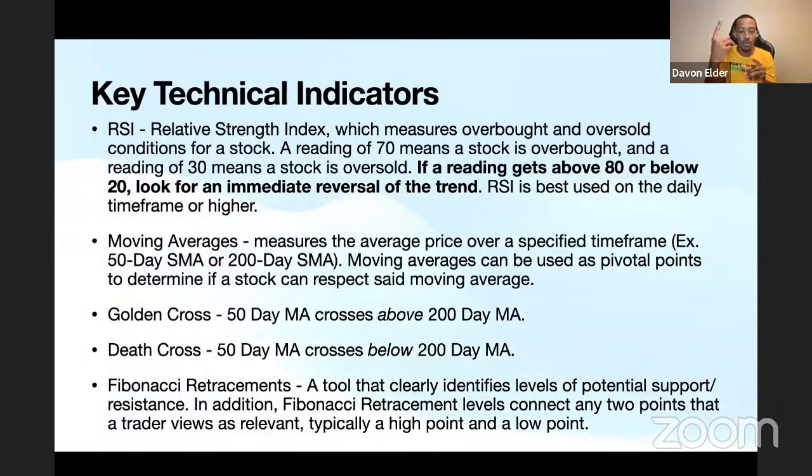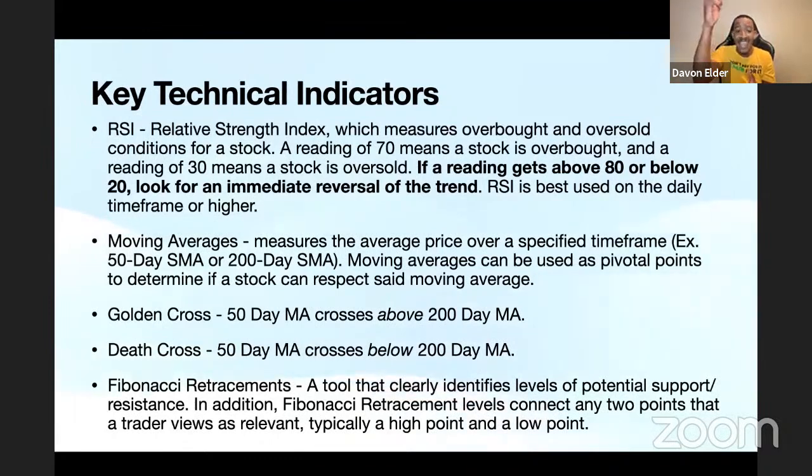Now, number one, RSI, Relative Strength Index, which measures overbought and oversold conditions for a stock. A reading of 70 means that a stock is overbought, and a reading of 30 means a stock is oversold. Keep in mind this: if a reading gets above 80 or below 20, look for an immediate reversal of the trend. Okay, so most of the time, industry standard is 70 for overbought and 30 for oversold. That's industry standard when we're talking about RSI.